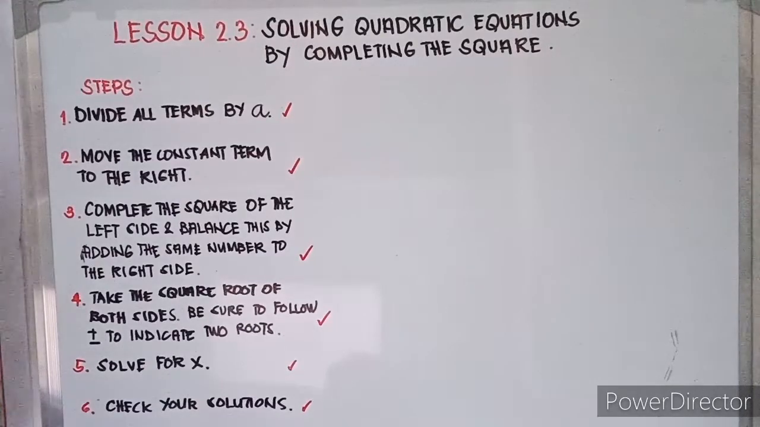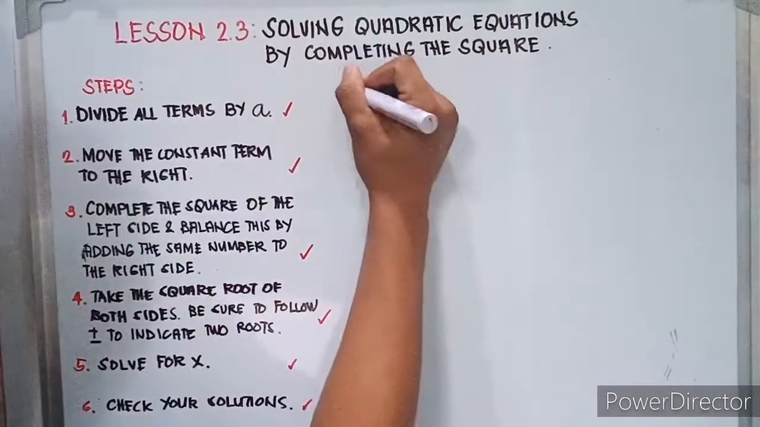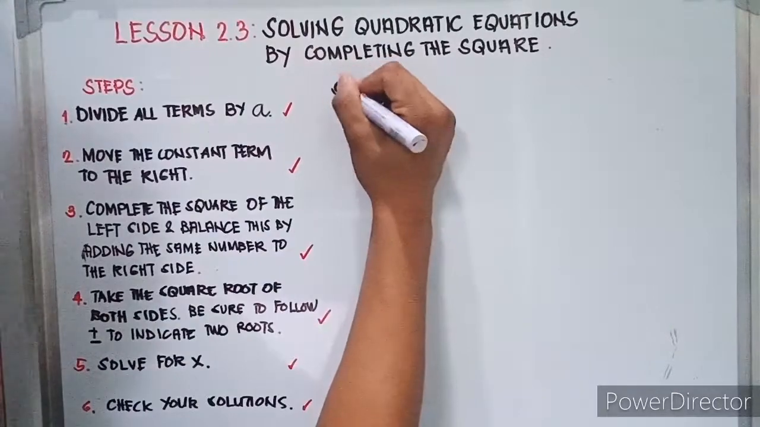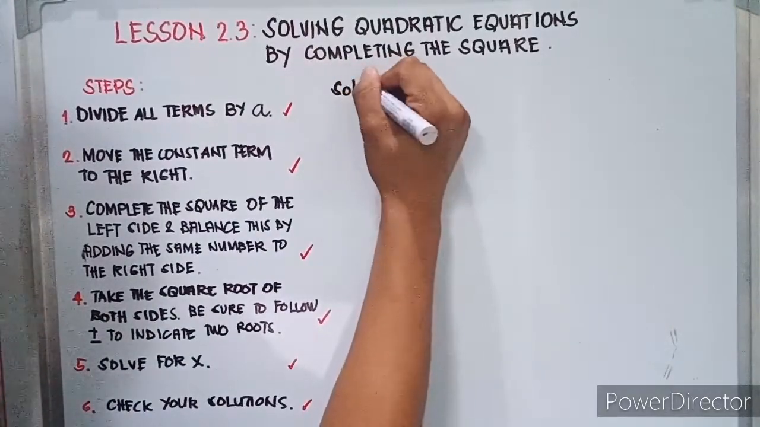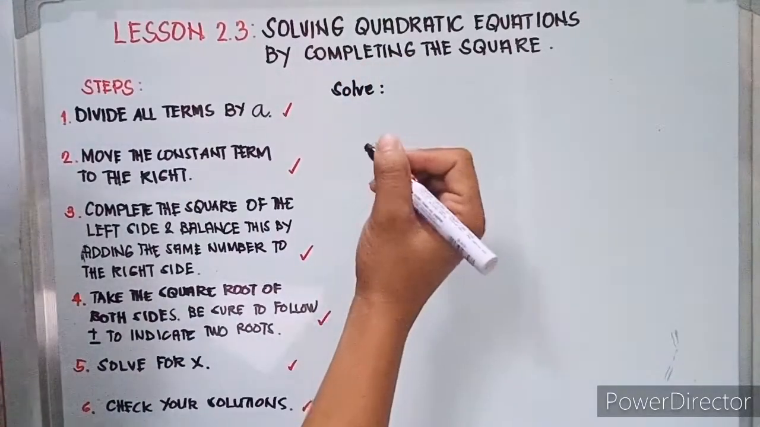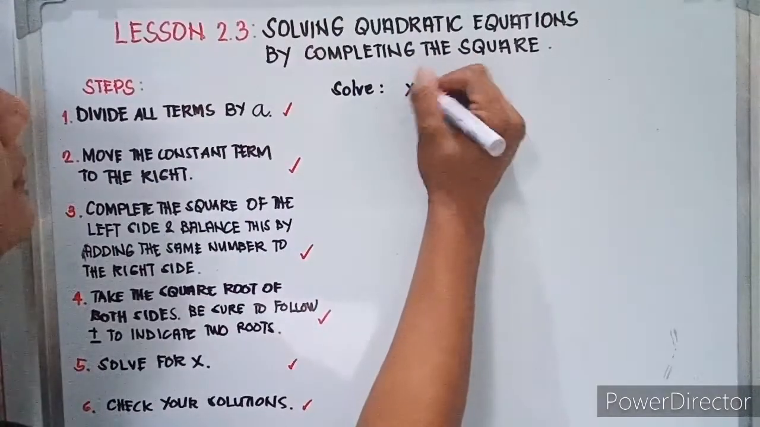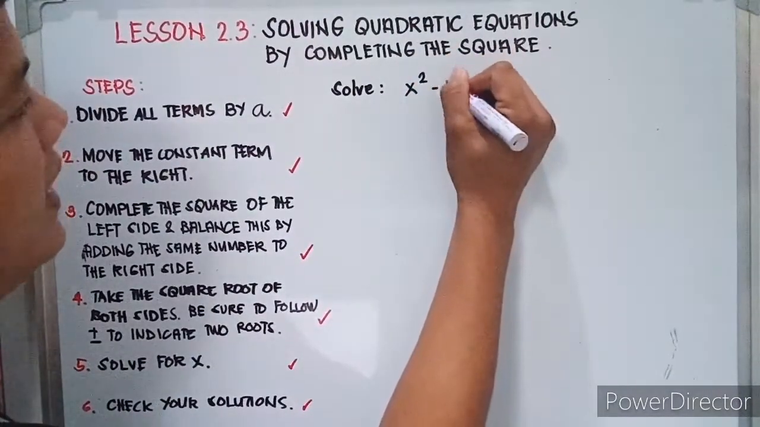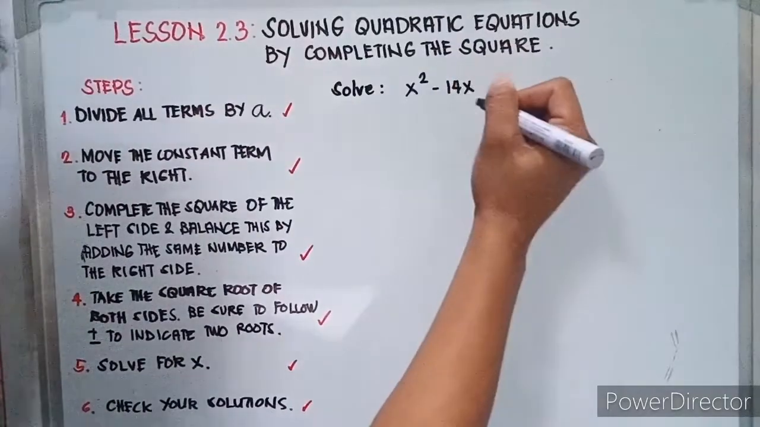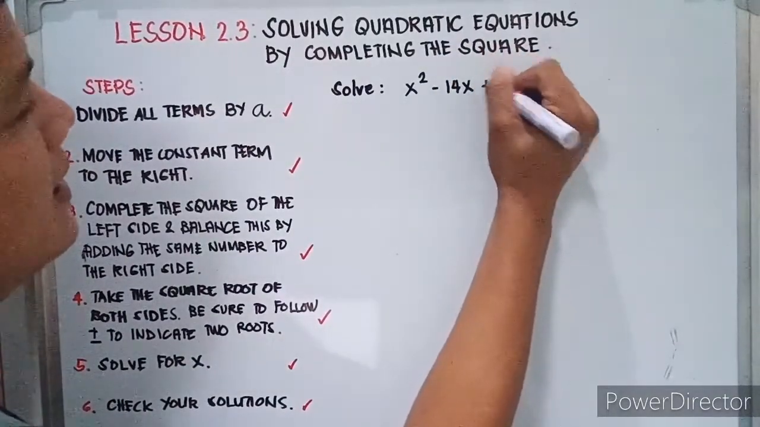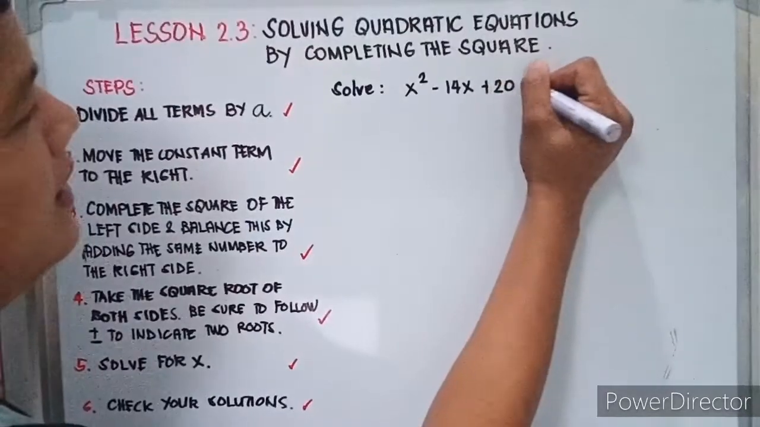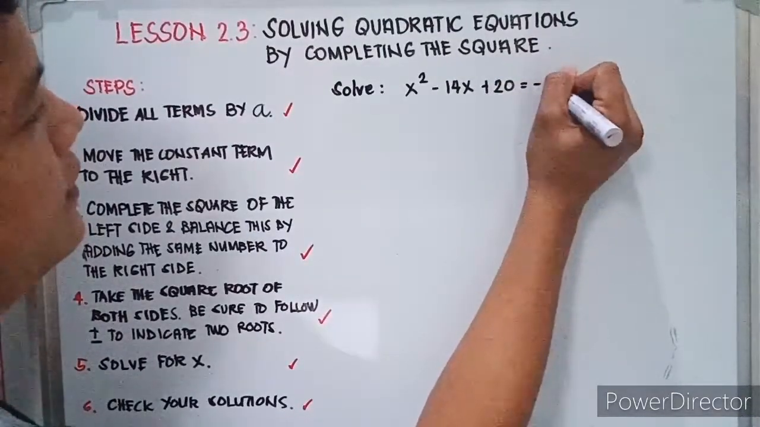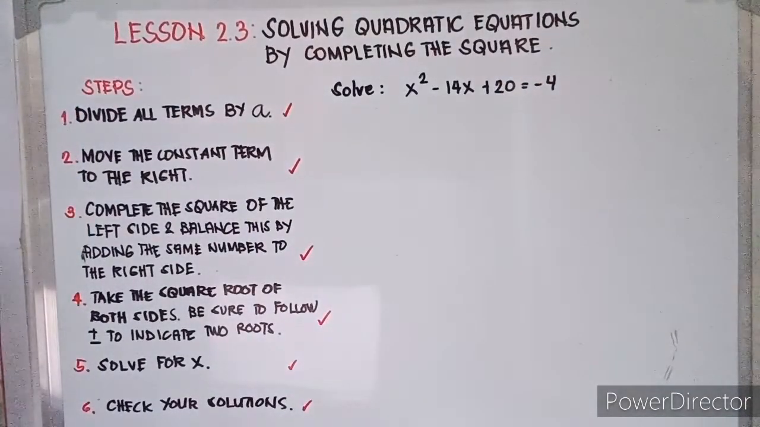So for us to understand this process, let me give you an example. Let's solve the quadratic equation x squared minus 14x plus 20 equals negative 4. So, solve x squared minus 14x plus 20 equals negative 4.